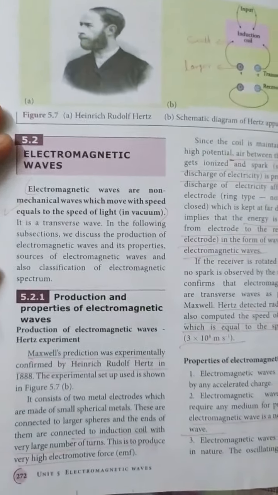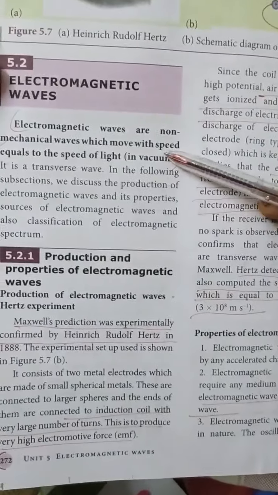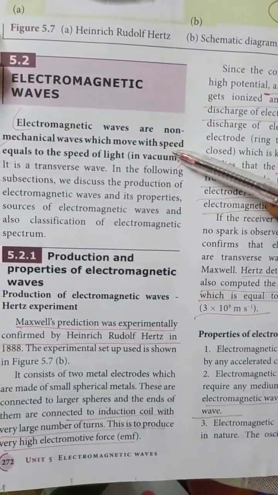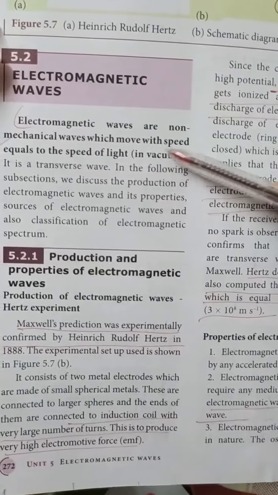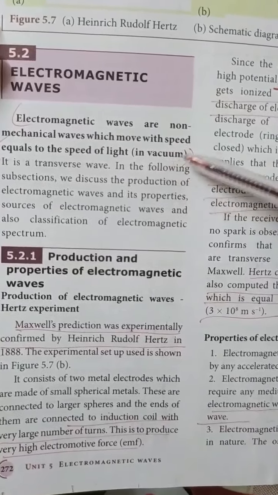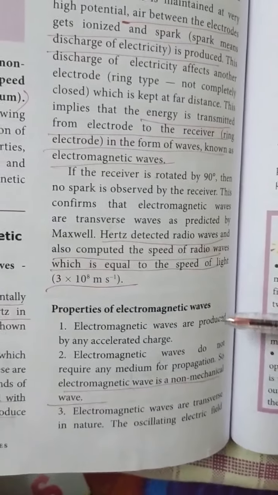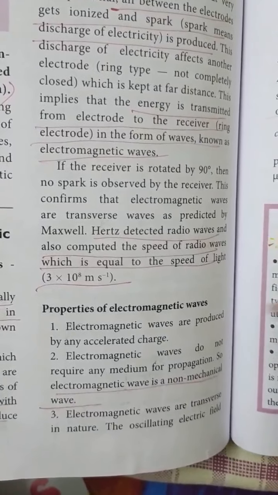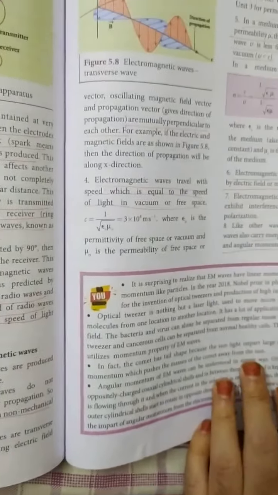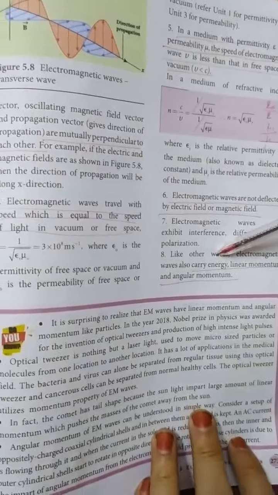And what are electromagnetic waves? This is the definition for electromagnetic waves. They are non-mechanical waves which move with the speed equal to the speed of light, and this definition you have to study. And then properties of electromagnetic waves, there are 8 points in that. You can prepare any 6 points.